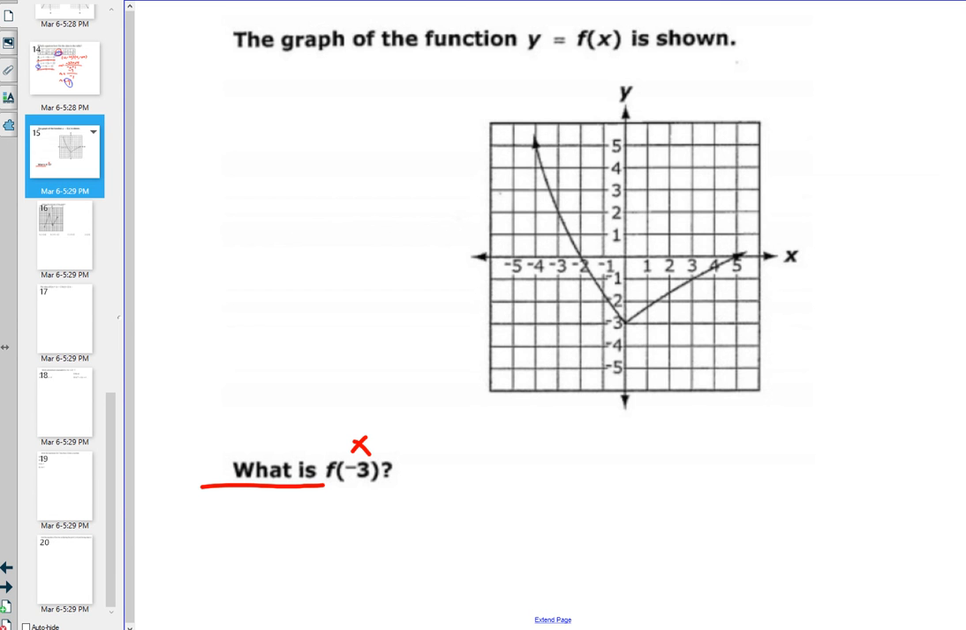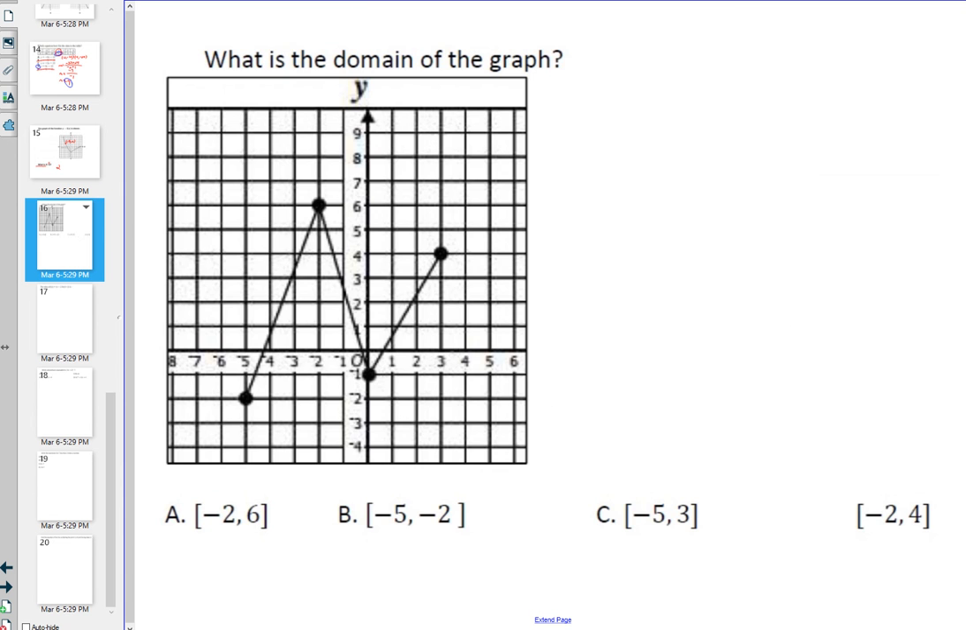If I go look at the picture, this is the point, negative 3, positive 2. So what should my answer be? What would I have typed in? When x is negative 3, y is 2.